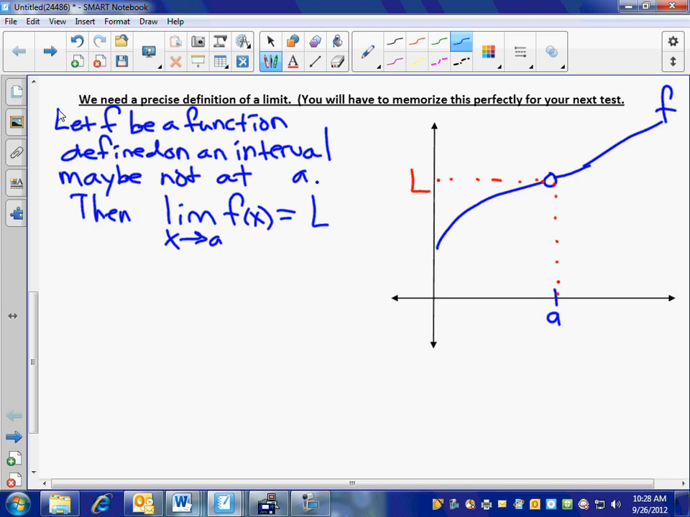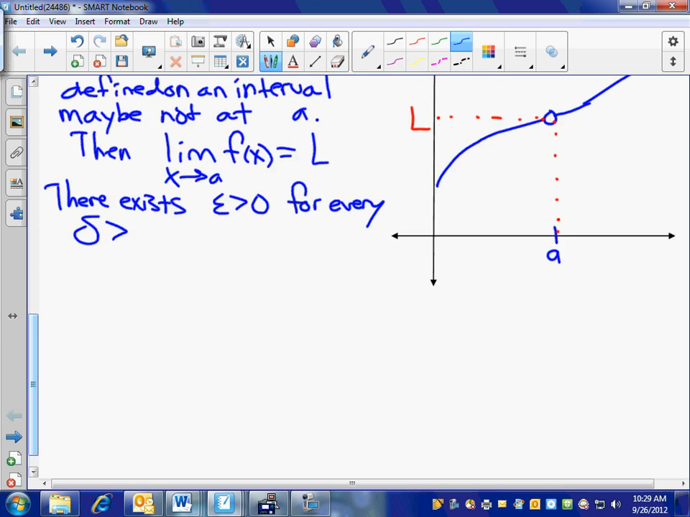We say there exists what? Epsilon that is greater than 0, for every delta greater than 0, such that, now this is the really important part, guys. I want you to understand this. This is all about the distance. So the absolute value of f of x minus L is less than epsilon.